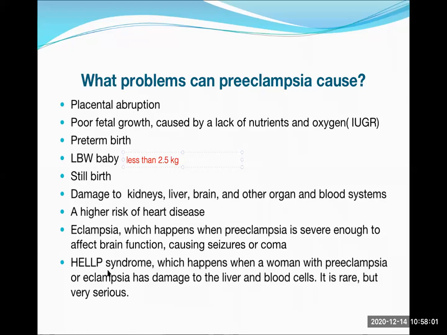coma. And HELLP syndrome can occur when the liver is damaged, when there is hemolysis, and when there is low platelet. This is the full form of HELLP syndrome. H stands for hemolysis or hemolytic anemia. EL, elevated liver enzyme, and LP is low platelet. Okay, so these are some of the important complication or problem, you can say.